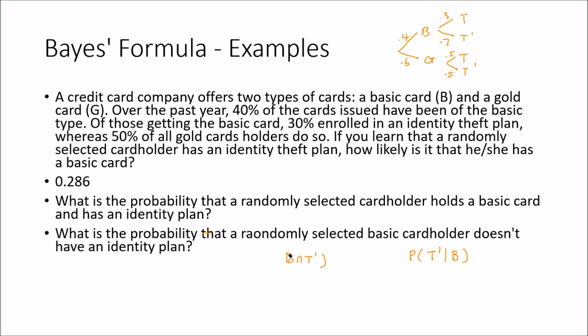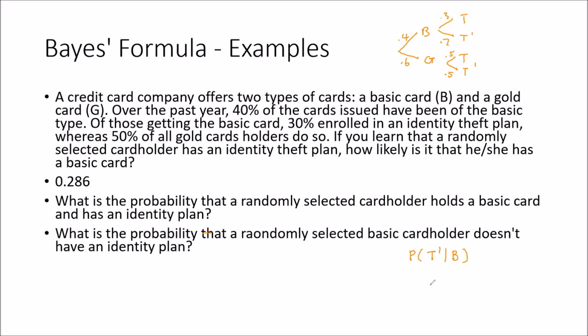Okay, it's not a union. It's also different from the probability of T prime, because the probability of T prime can be from the basic card holder or a gold card holder. But here you are selecting from a basic card holder. So it's actually a conditional probability.